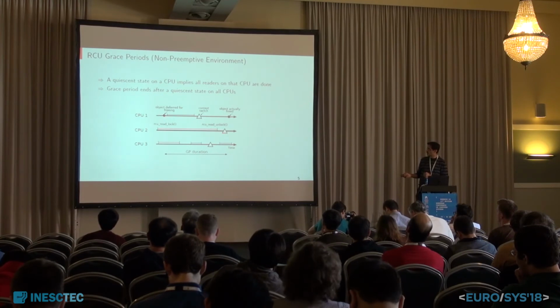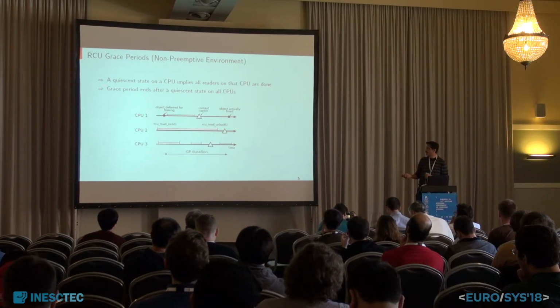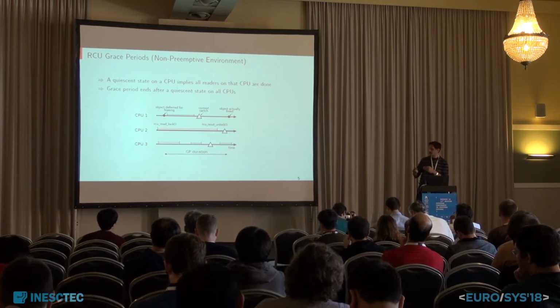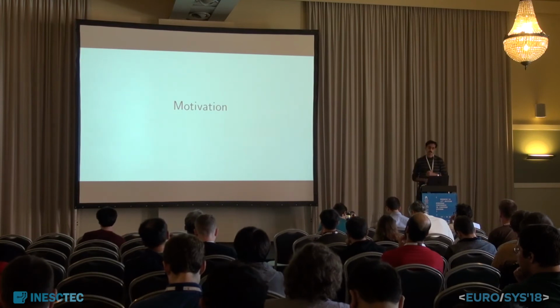But once we see a context switch, we are sure that the reader is done. So once we see a context switch on all the CPUs, we are guaranteed that there are no more readers accessing this object, and the memory associated with this object can be reclaimed. So with this background, let me start with the motivation for our talk.